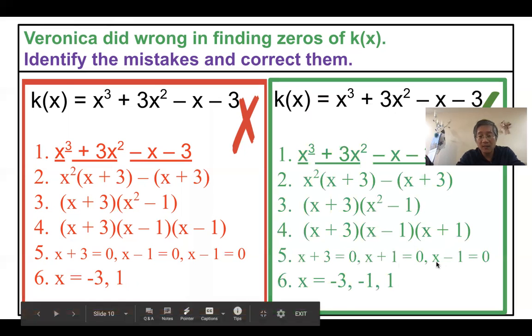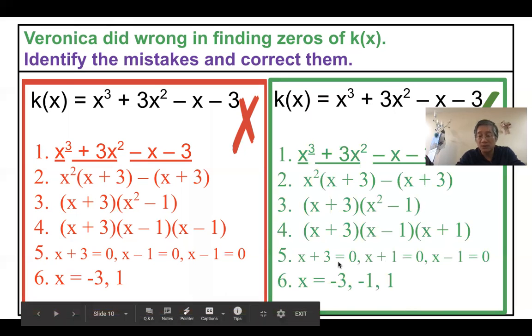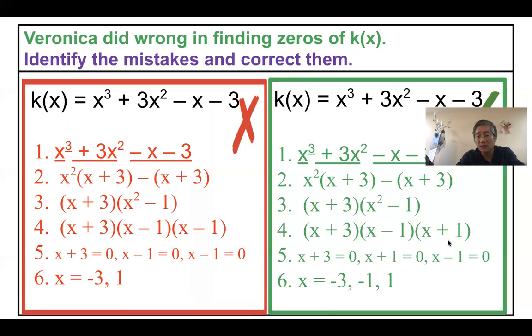And then the last step is to set each factor equal to 0: x plus 3 equal to 0, x minus 1 equal to 0, x plus 1 equal to 0. When you solve for x, it is negative 3, positive 1, and negative 1. Now we have 3 zeros. If you put this function in the calculator and see the graph, you will see the 3 zeros where x equals negative 3, negative 1, and 1. Okay, we'll stop here.